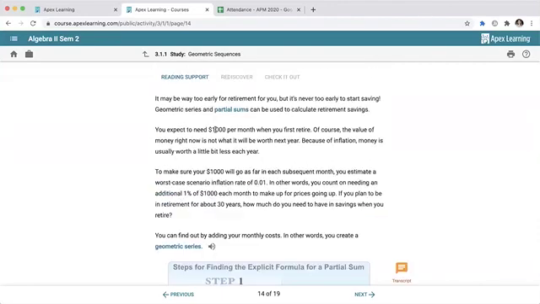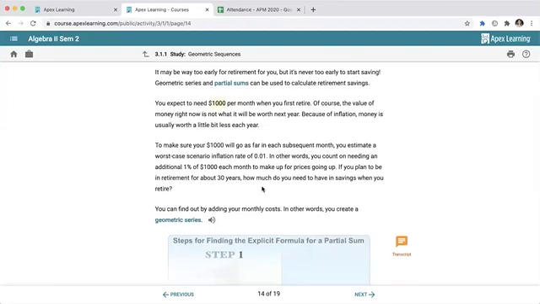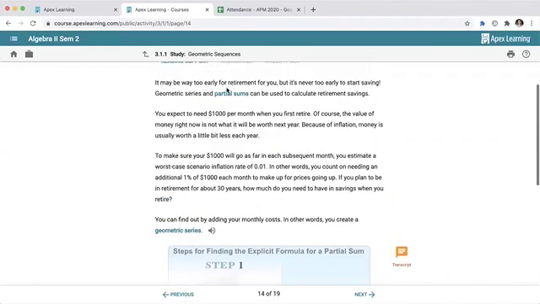So if we were going to do this, we need $1,000 per month when we retire. Because of inflation, money is usually worth a little bit less each year. To make sure your $1,000 will go far, you estimate that there's an inflation of 0.1, which means that we need to add on 1% for each month, because we're assuming inflation is going to cause money to go up. So we need to add in more money to account for this, and we plan to retire for 30 years. So we can then solve this problem.